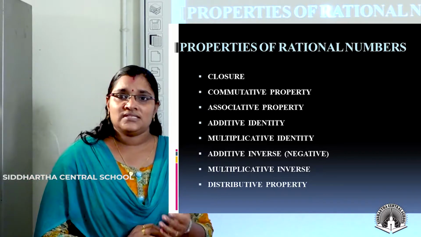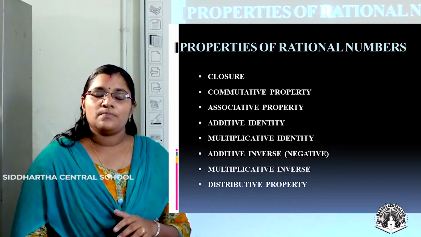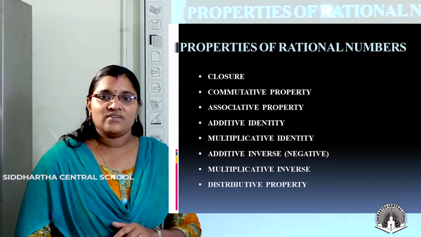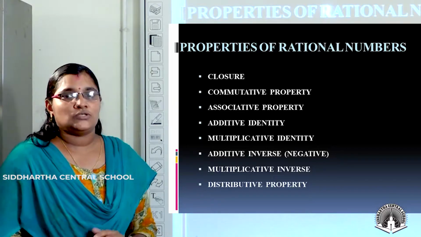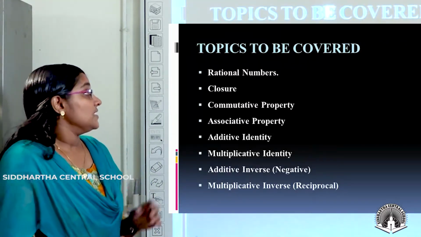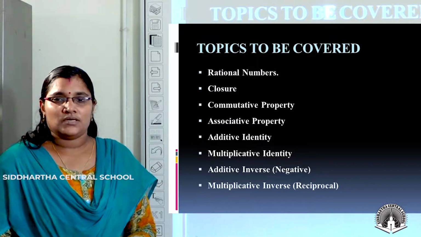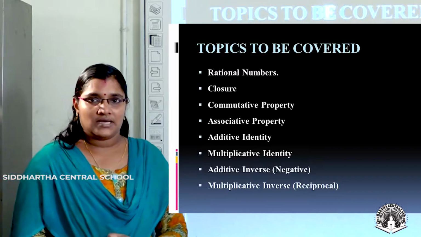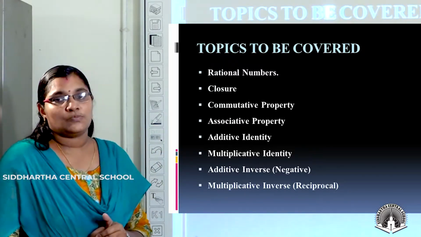In the previous class, we learned the properties of integers and properties of whole numbers. So we are familiar with all these properties, and we can move to today's topic. The topics to be covered: first is rational numbers. Our chapter is rational numbers. What do we mean by rational numbers? That is our first topic. And second is closure property.